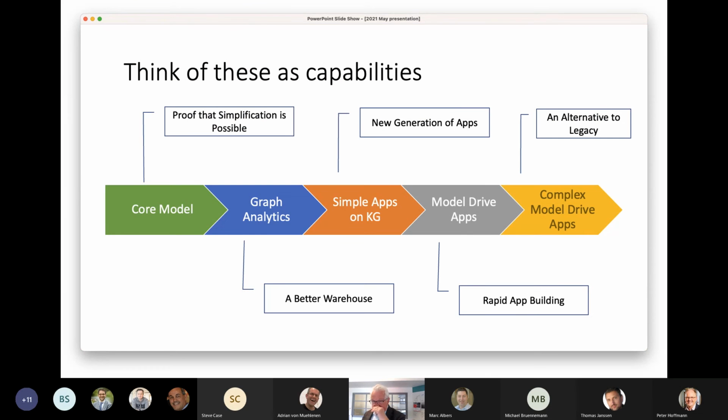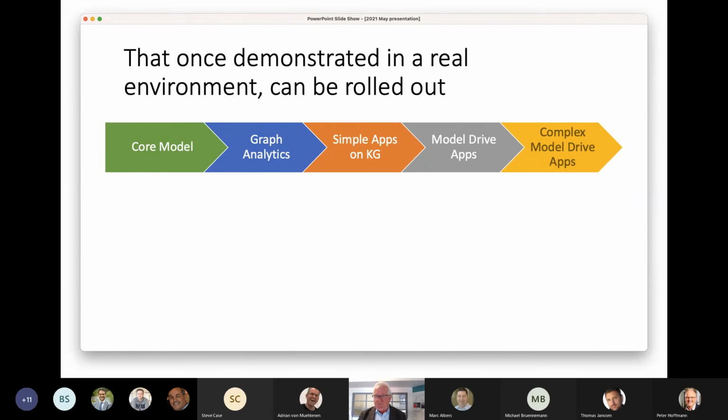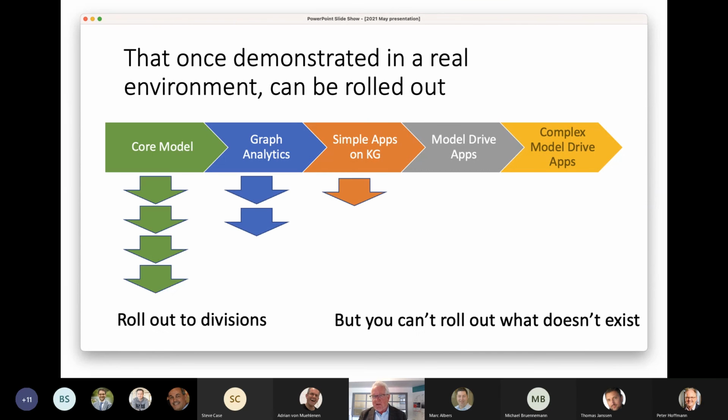So here's a simpler way of thinking about that same thing. You get a different capability at each stage. So the enterprise gets a capability. One capability is the enterprise knows that simplification is possible. Then you have a better warehouse. You start work on the next generation. You can build at least part of your app rapidly, at least the simple ones. And then finally, your capability is some alternative to your legacy systems. What's really happening, though, is the enterprise develops this capability, and the value is as you roll it out.